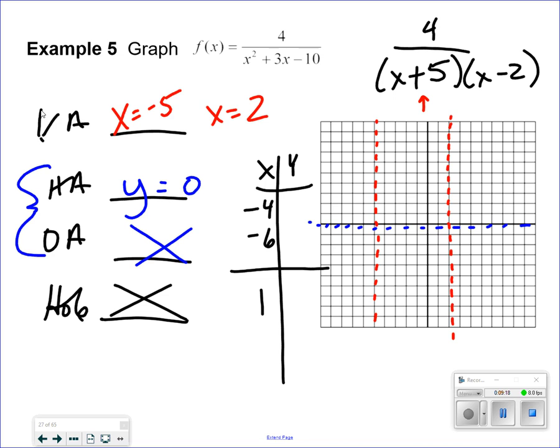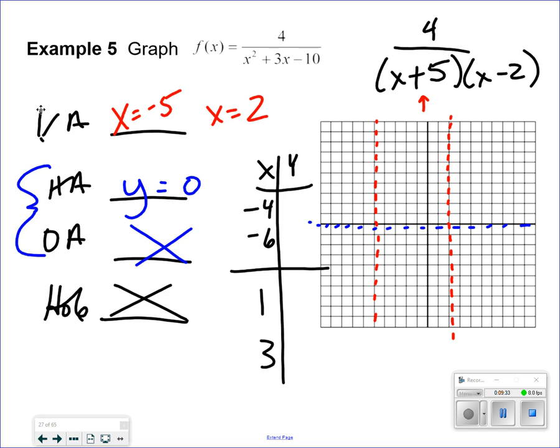So vertical asymptote at -5, so I did -4 and -6. Vertical asymptote at 2, so I'm going to do 1 and 3. And all you need are 4 dots. I can tell you everything you need to know about this picture just from those 4 dots.